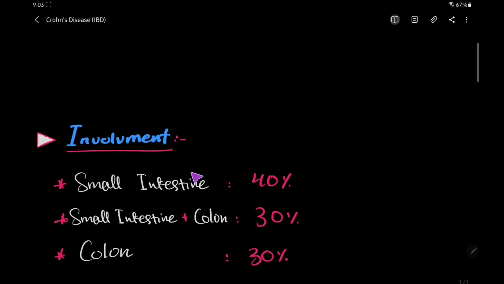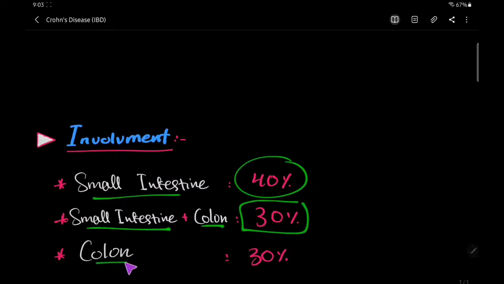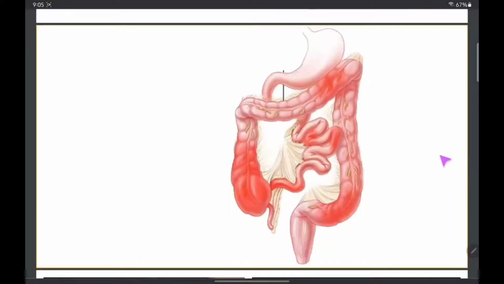First, we will look at the involvement within the GIT tract. Now, we said that it can involve literally any part of the GIT, but Crohn's disease most commonly comes in the small intestine, in about 40% of the cases. However, it might involve both the small intestine and the large intestine, or colon, in 30% of the cases, and the remaining cases are for only large intestinal involvement.